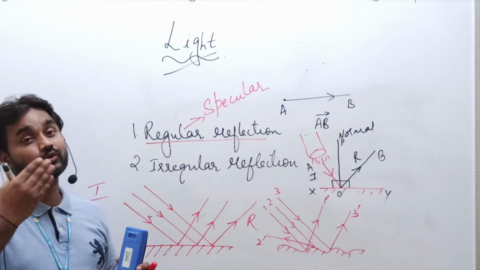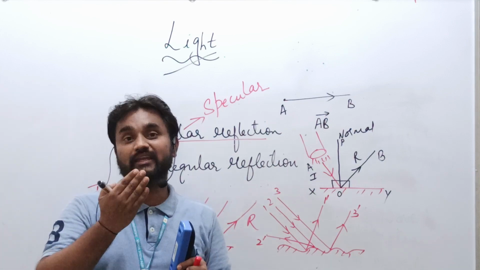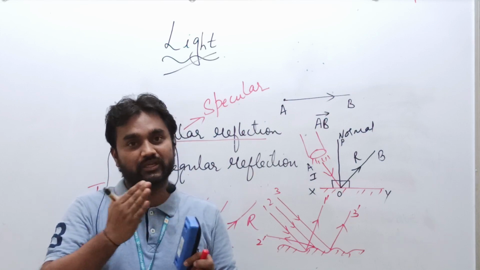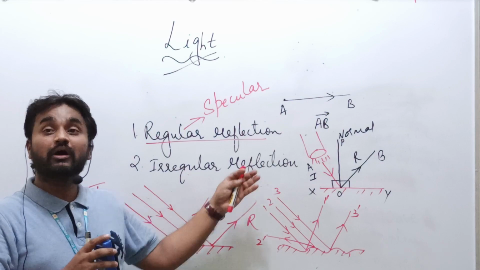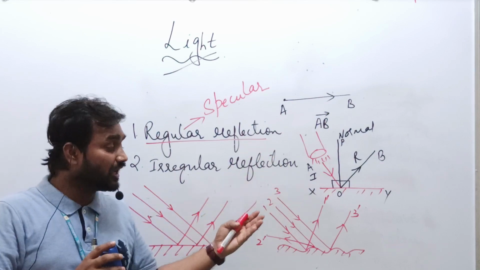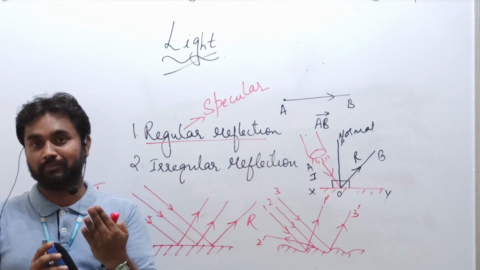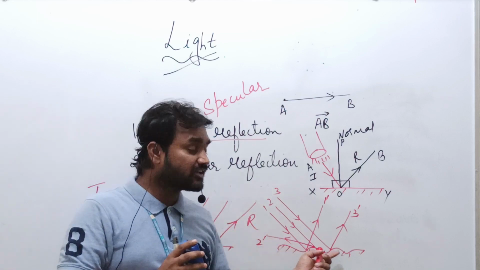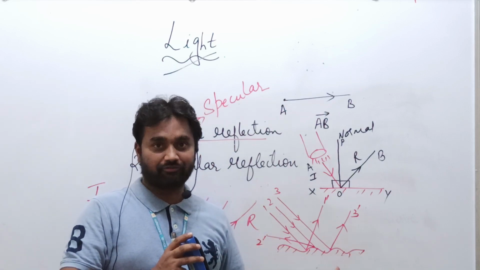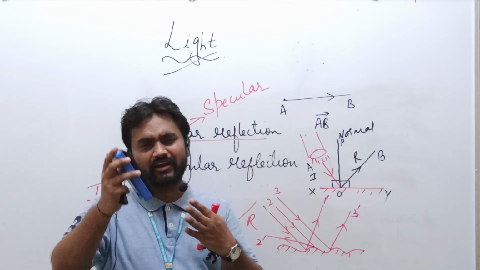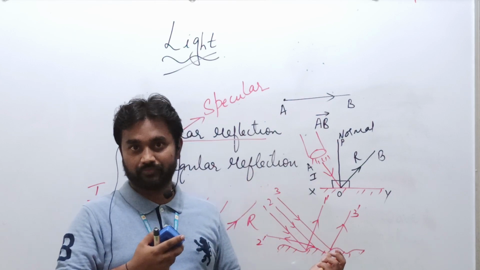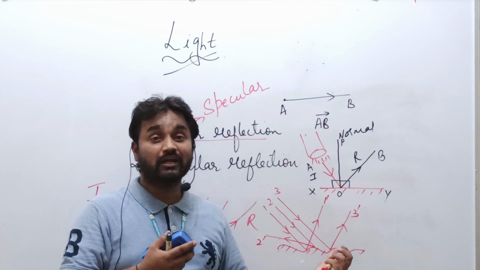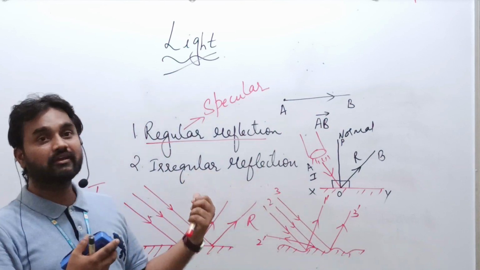As and when you use those utensils, the shine is going to fade away. Then it is going to become blurred. You will not be able to see your image, the clear image. Why? Because the surface has now become rough. You could see many scratches. So you will not be able to see the clear image. So that is the example for diffuse reflection or irregular reflection.